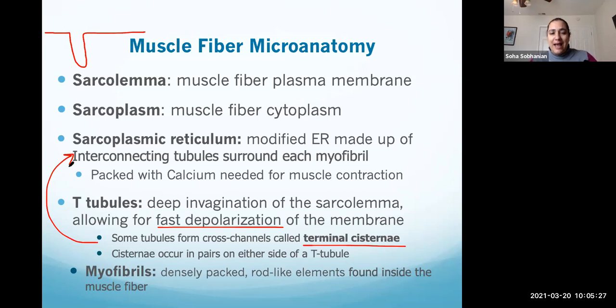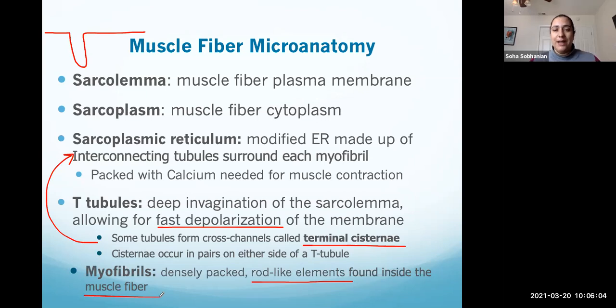The last thing we have inside my muscle fiber, guys. The majority of the space inside the muscle fiber is not taken by the nucleus or the sarcolemma or the sarcoplasm or the sarcoplasmic reticulum or T-tubules. It's taken by these rod-like structures called myofibrils. Myofibrils are rod-like elements found inside the muscle fiber.